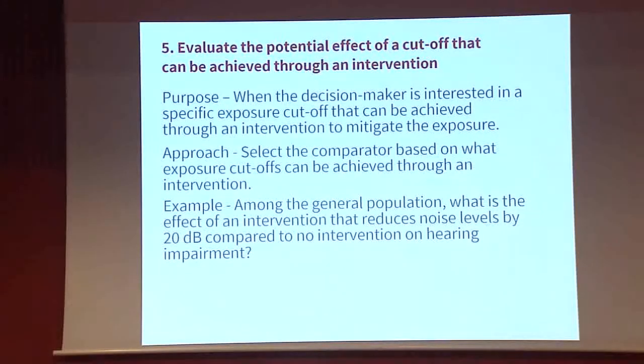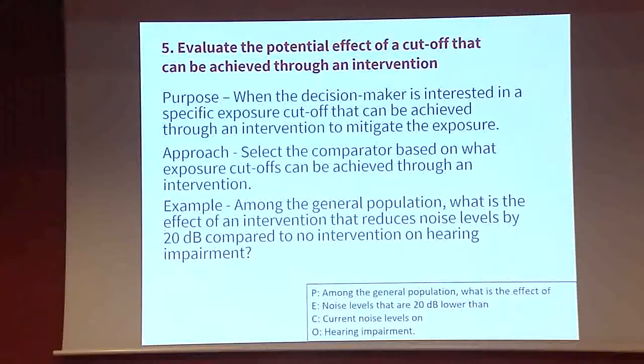Under those circumstances, one would select a comparator based on whatever exposure cutoffs can be achieved, as I said, through an intervention. So, for instance, among the general population, what is the effect of an intervention that reduces noise levels by 20 decibels compared to no intervention? That could be, as I said, either in the occupational setting or, for instance, by coding streets differently that are frequented by trucks.